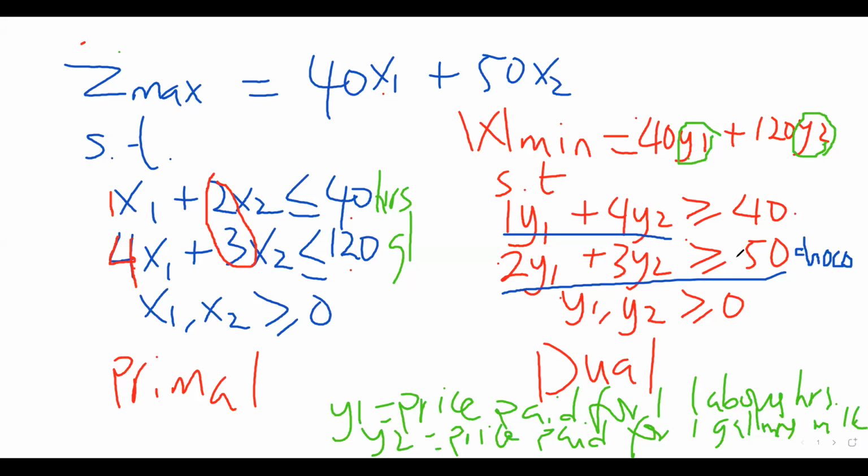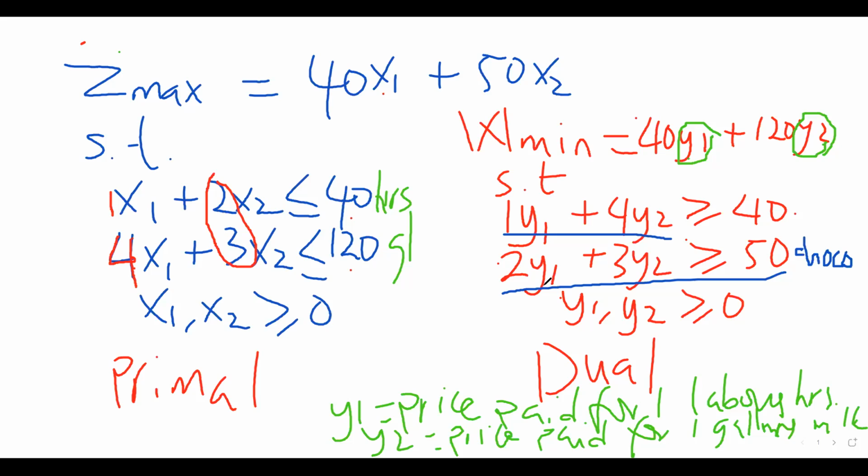Suppose that an entrepreneur wants to buy all of the resources. All of the resources, which is what? The labor and the capital. You want to buy everything. The question is this: he must determine what price to pay for a unit of each of the resources.